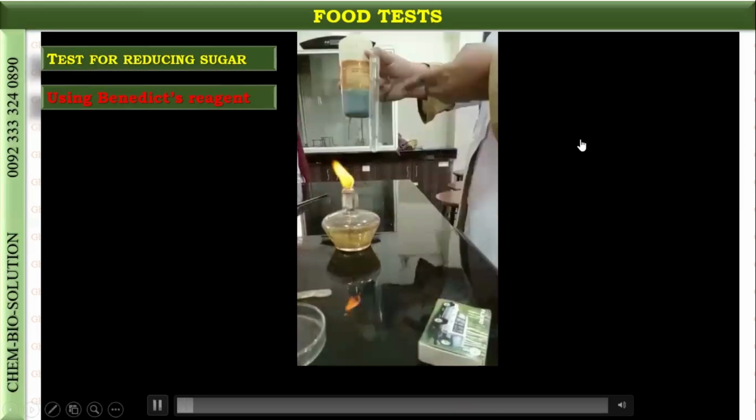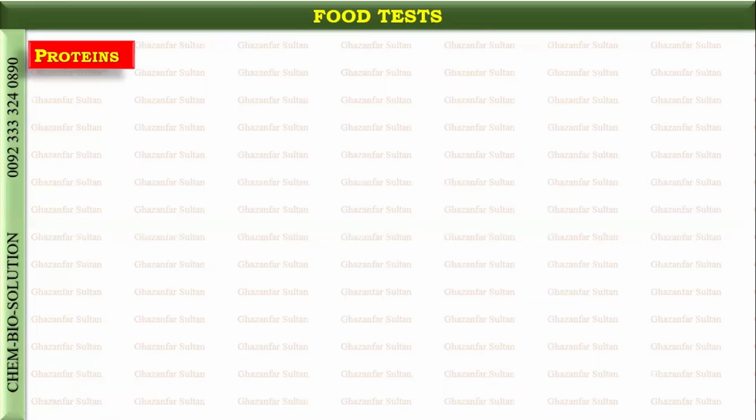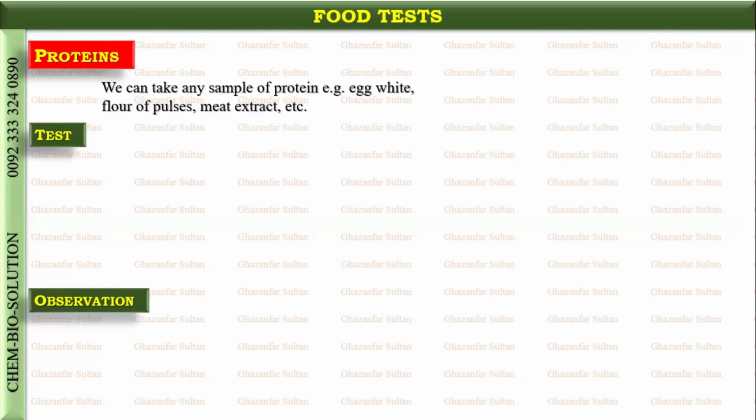And now see the test for proteins. All types of proteins can be tested. The name of the test is Biuret test. So we can take the sample of protein as, for example, flour of the pulses or meat extract or egg white, solution of the egg white that actually makes a suspension. So how to perform this test?